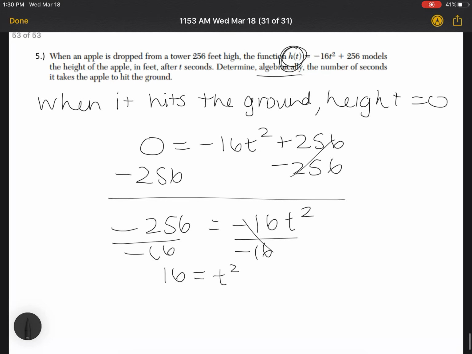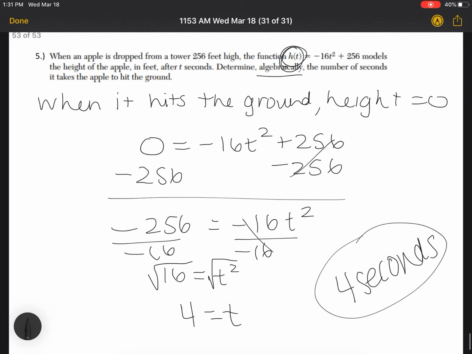And then to get t alone, we need to get rid of that squared symbol, so we need to do the opposite and take the square root. So we're going to go ahead and take the square root of both sides of this. Square root of 16. So we could say square root of 16 is either positive 4 or negative 4, but since we're talking about time here, we know that time cannot be negative, so we're just going to use positive 4 as our value there. So our answer is 4 seconds.